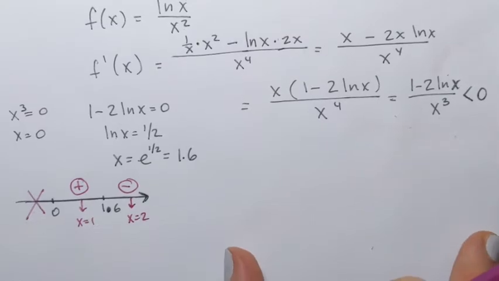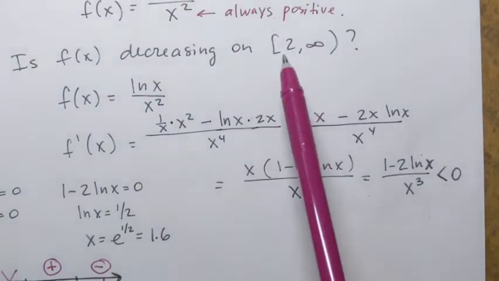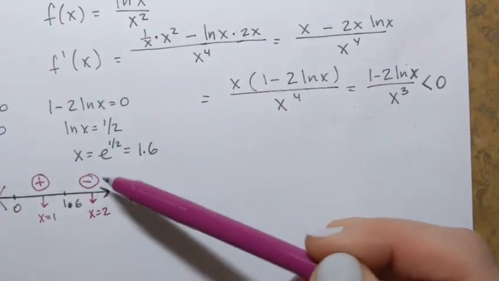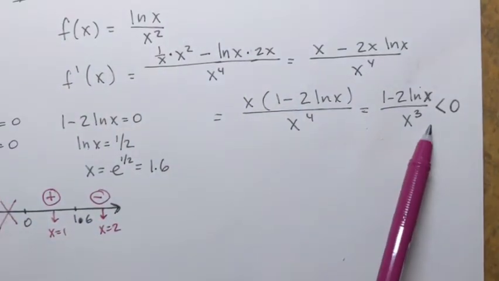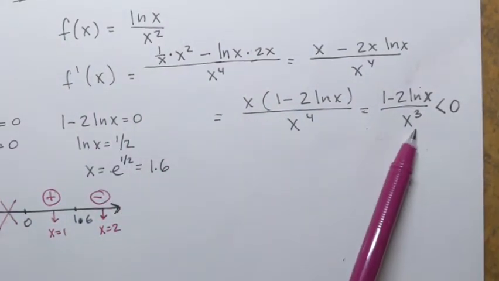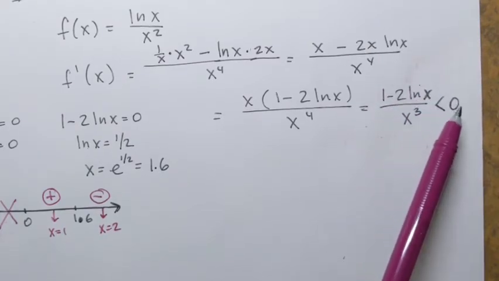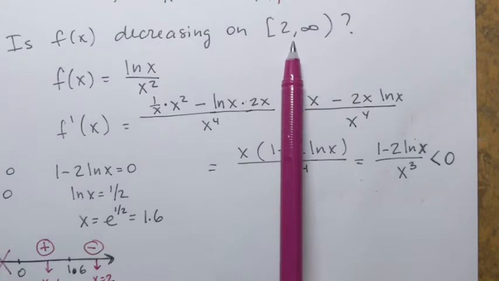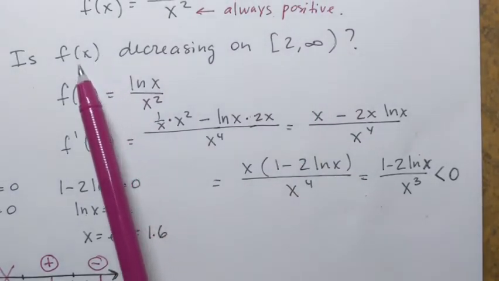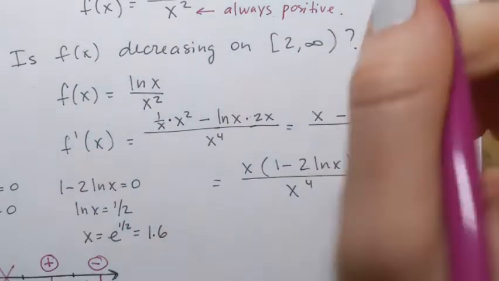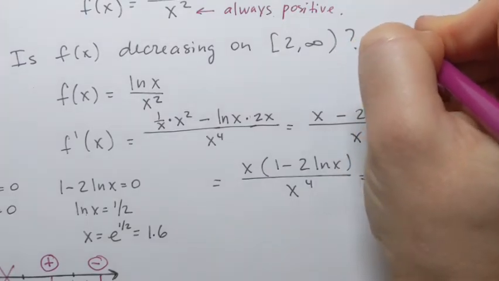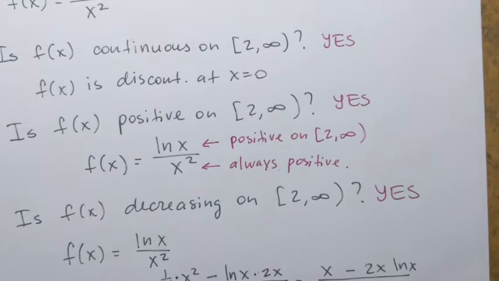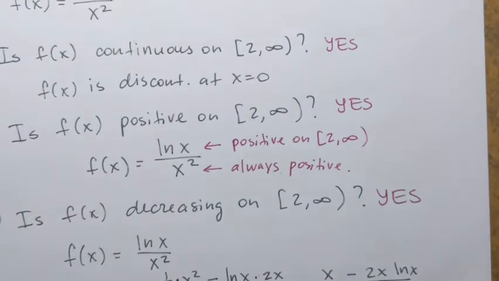And that means that it's going to be negative for our interval, right? From 2 to infinity, which is included here. So we determined that the first derivative, which is the slope of a tangent line, is negative on the interval from 2 to infinity. That means that the function itself is decreasing on that interval. So yes to this third condition. And since all three conditions are satisfied, it means that we can go ahead and apply the integral test.